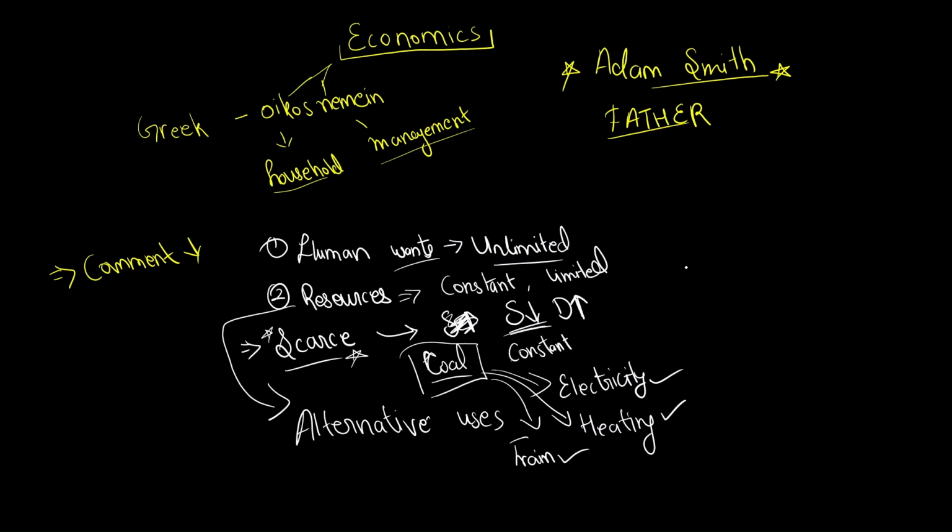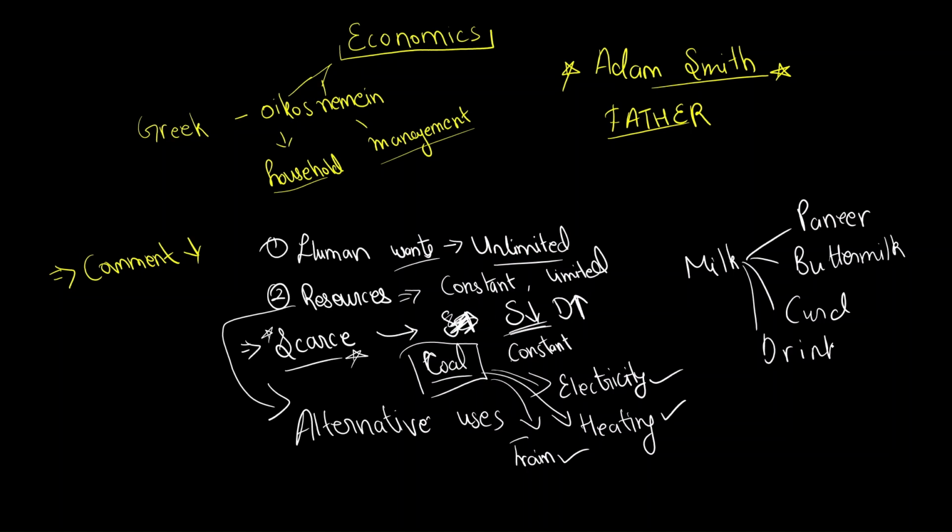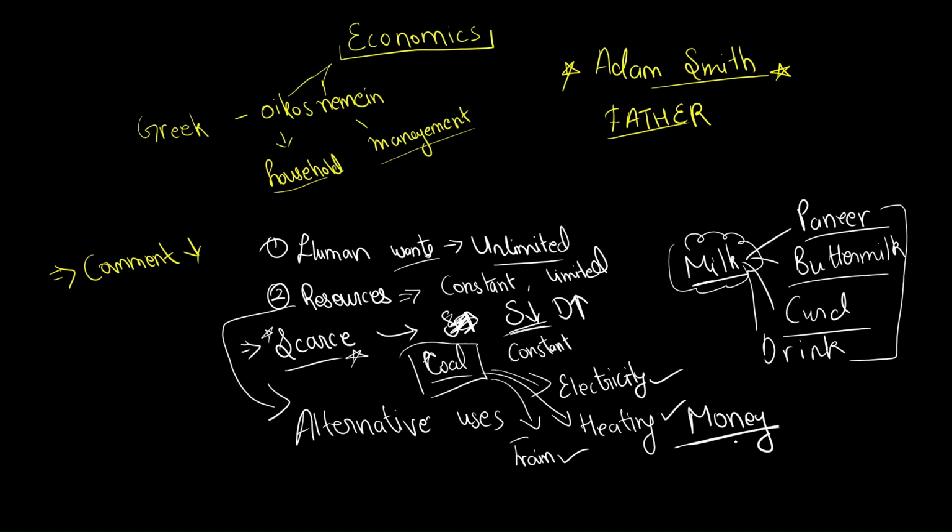Or let's talk about milk. Milk has many uses. You can use it as paneer, as buttermilk, as curd, or, anyway, you can use it for drinking. There are so many ways you can use a single commodity. So milk, being a single resource, has alternative uses. Or let's talk about the biggest resource, money. Money is also a resource. And how many alternative uses does it have? From money, you can buy clothes, you can buy assets, you can save it. There are so many alternative uses for one single item.